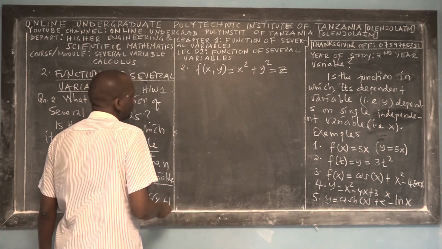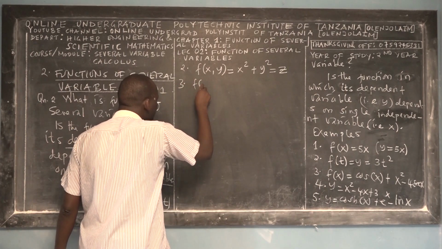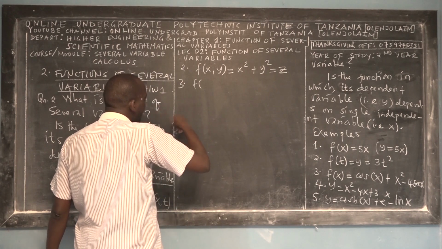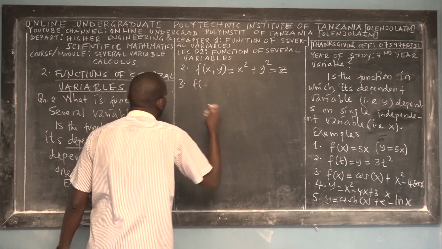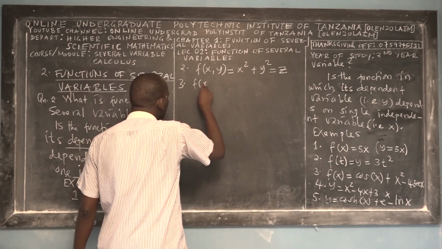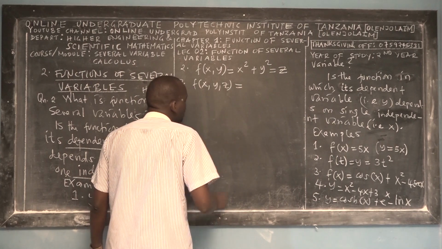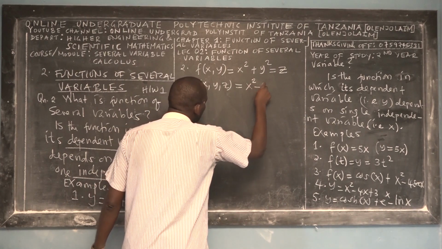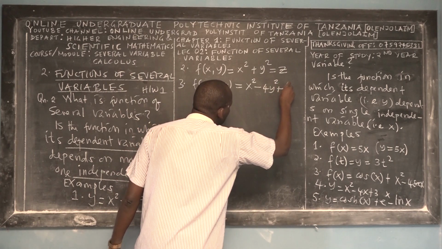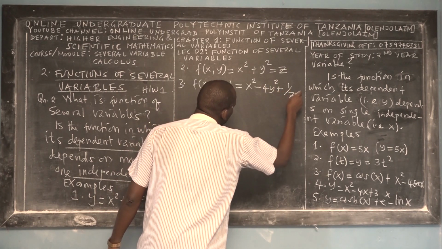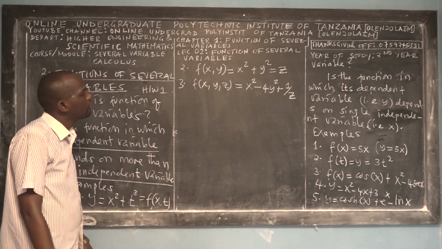So this is the second example. Again, you can have a third example. I'm still beginning with simple examples. A function which depends on x, y, z is, for example, the volume of the box. And then I can have, let's say, x squared minus 4y squared plus 1 over z. So this is a function of several variables.